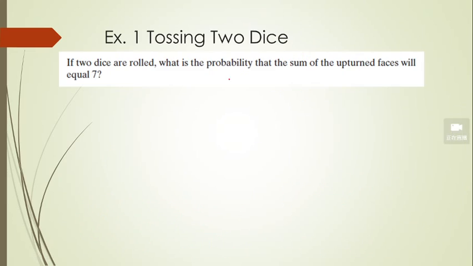Pretty easy. But we are going to talk about several examples with equally likely outcomes in the sample space. The first one, let's review this experiment: tossing 2 dice. For each die we have 6 different numbers, and the second die also has 6 different numbers. So the combination will be 36 different combinations, or different outcomes.